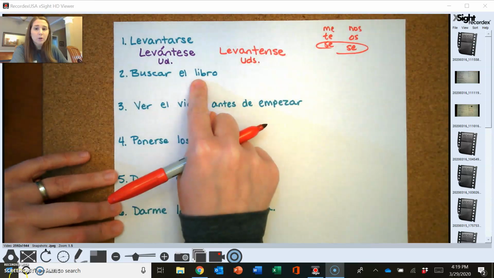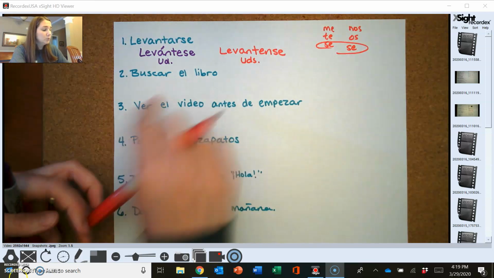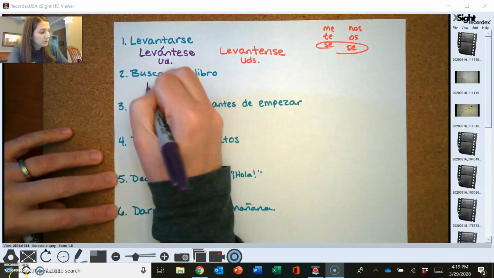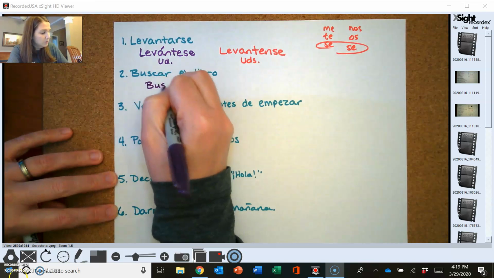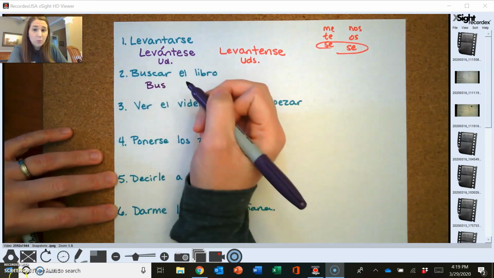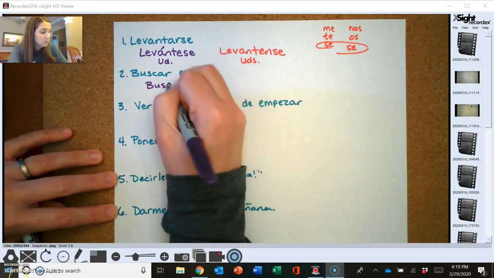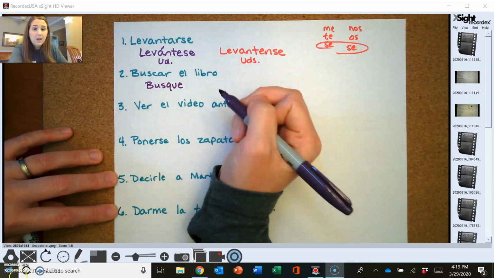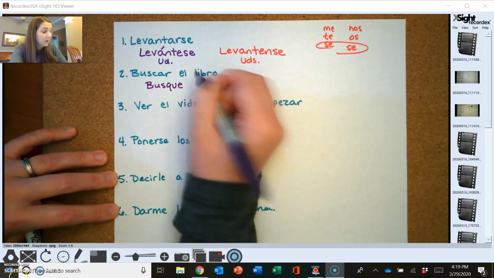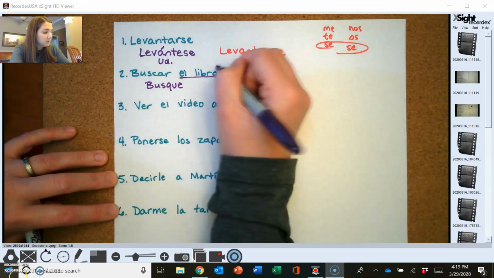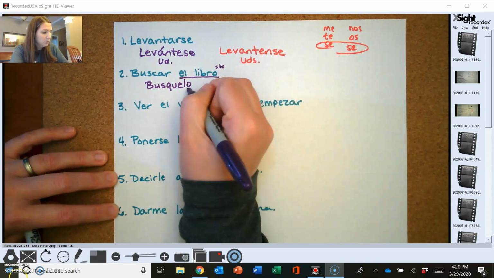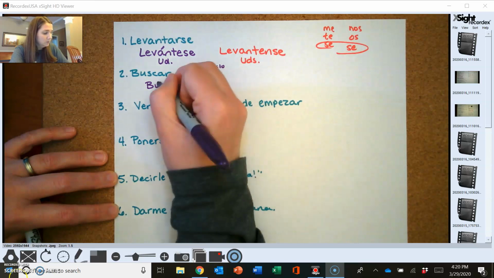Alright, search for the book. Look for the book. Alright, so buscar on top of that is a -car verb. So I'm going to go to yo form, busco. It'd be normally co, but I know that the c has to change to qu. Now I'm going to reverse the ending. Busque el libro. Look for the book. Or if I want to say search for it, I could also replace el libro as my DOP. That's lo. Búsquelo. 1, 2, 3.